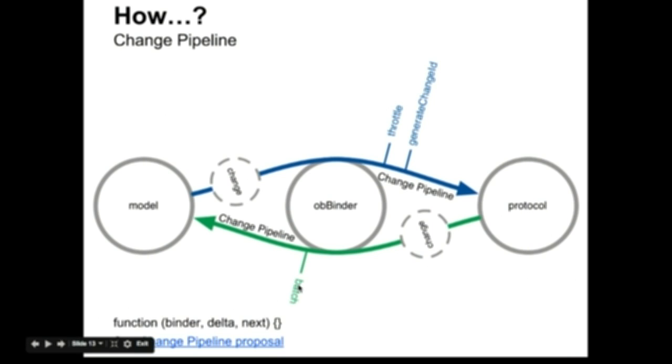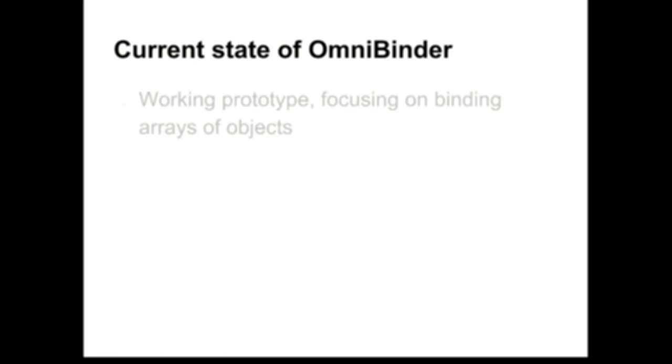And another example is you may want to batch changes, like I mentioned earlier, from a protocol or from a model so that you can package them together instead of applying everything one by one. And this is better documented on the GitHub project, which is linked to in the slides, and I'll share another link at the end. So the current state: it's a working prototype.